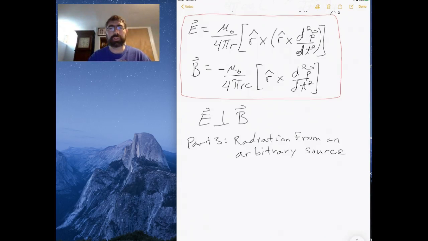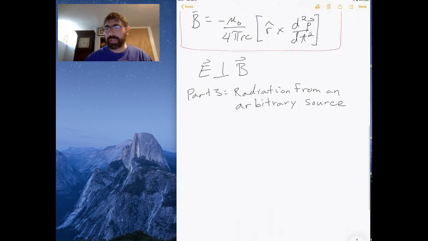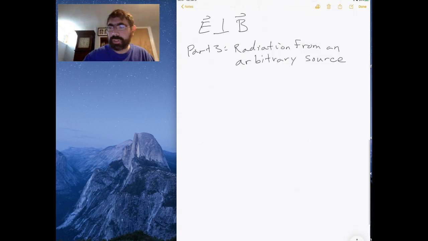In this lecture, we are going to finish our derivation of radiation from an arbitrary charge and current source. Where we left off in the last lecture, we now have a form for the electric and magnetic fields, which depends on the second derivative of the electric dipole moment. So what I'd like to do is switch them now into spherical coordinates.